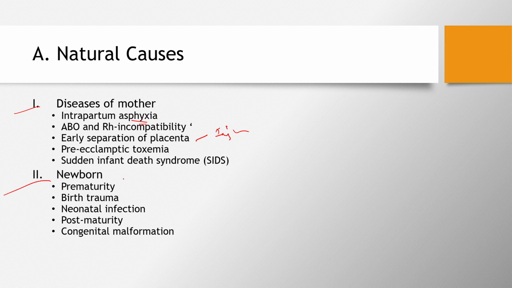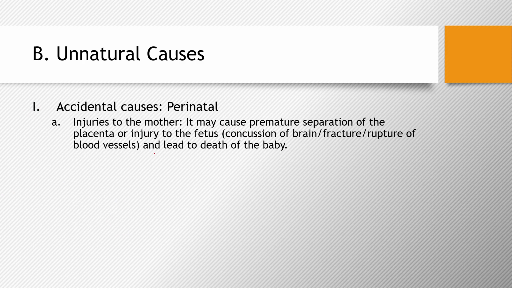Then causes related to the newborn, like prematurity, a premature child, or birth trauma, any form of birth trauma may be there. Neonatal infection, some type of infection in the child before delivery. Then post maturity, then congenital malformation in children may be one of the natural causes of death in live birth.